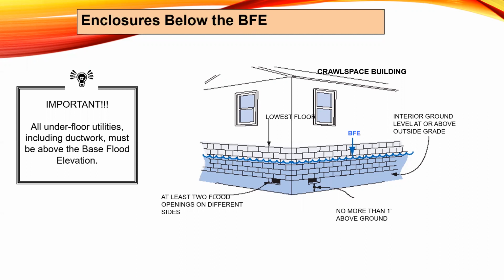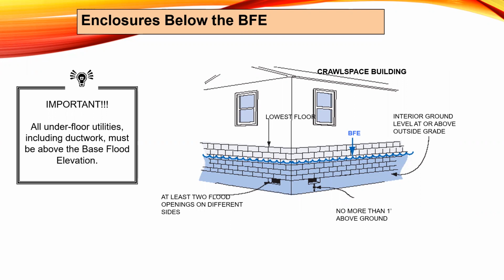So here's an example of an enclosure. We'll be looking mostly at crawl spaces today. They're pretty common, but it's no different with any other type of enclosure that you'd have below an elevated building. So here we have the flood openings on 2 different sides, or 2 different walls, that is. And they don't have to be opposite walls. I have heard that a lot. At least just 2 different walls. They don't have to be opposite from each other. And then they're no more than 1 foot above ground.